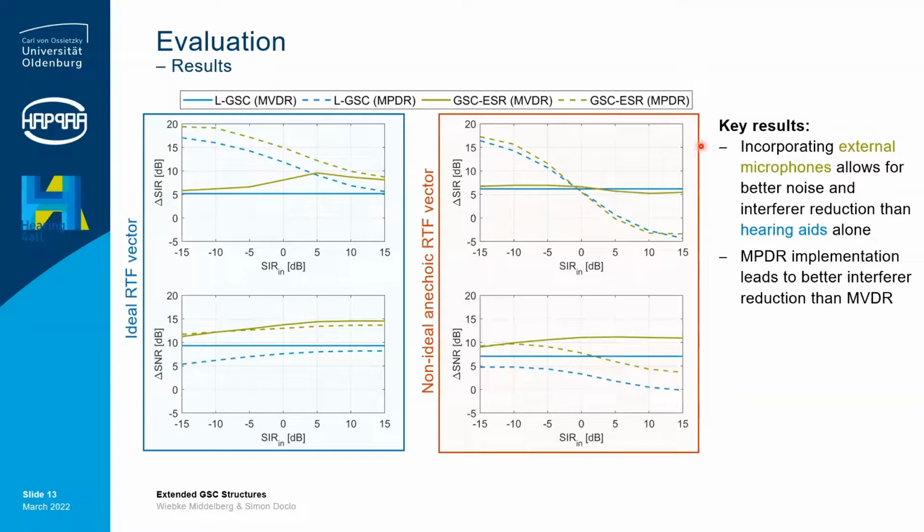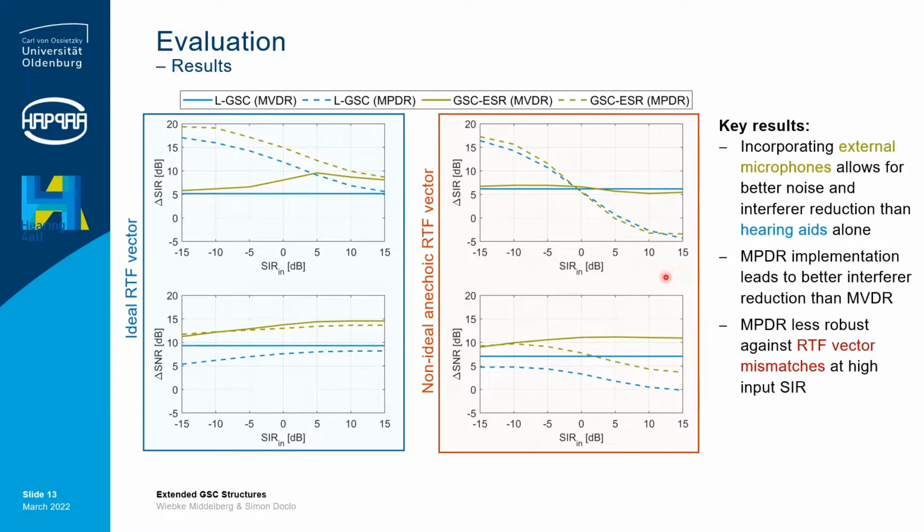If we now look at the case of a non-ideal RTF vector, which simulates an RTF vector mismatch, we can see that in terms of SIR and SNR improvement for the MVDR implementation, so the solid lines, the changes are not so large. So the results are actually rather robust. But more interestingly, we can see for both MPDR implementations of the local GSC and the extended GSC that at high signal to interferer ratios, we actually end up with negative scores. And also in terms of noise reduction, it doesn't perform well, while at low signal to interferer ratios, it is still performing a lot of interferer reduction.